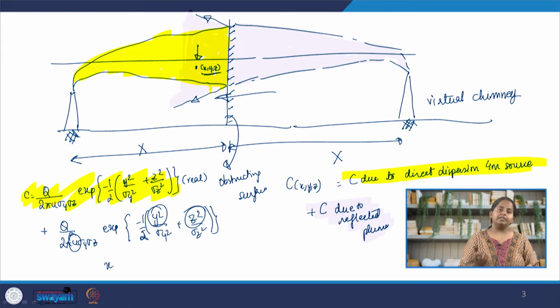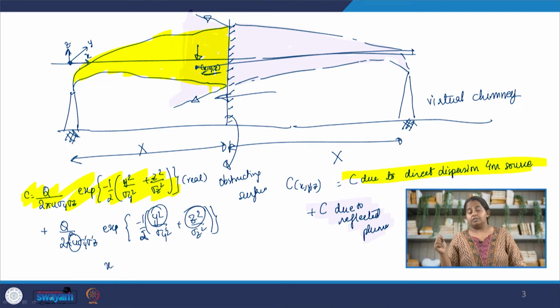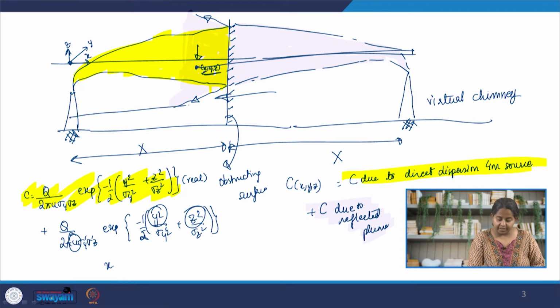So remember, when you're finding sigma y, sigma z, x is integral to it. So for the reflected plume, you'll have to come up with new sigma y, sigma z values, which account for the x of this point from the virtual source. So remember, your coordinates are here, right? Z is starting from here, y is starting from here, x is starting from here. Your small x tells you the distance from the real chimney to the point where you want to find your concentration. So basically this distance is x. Capital X is the distance between the obstruction and the chimney.